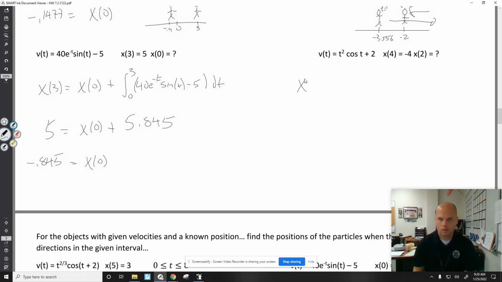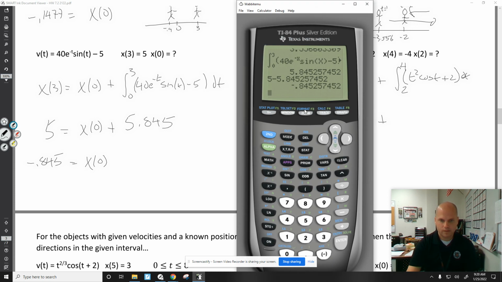And here I have x of 4. I don't know x of 2. I'll be able to find the displacement, the accumulation of my velocity times time. This is negative 4. I don't know this. Let's find this.